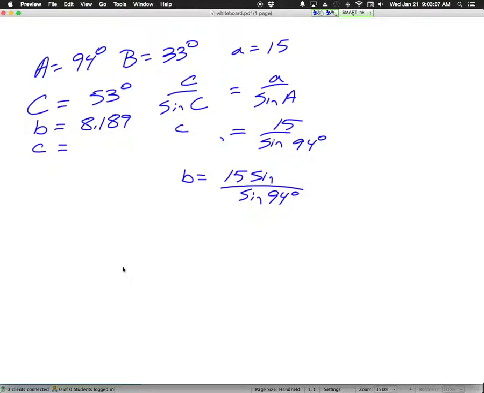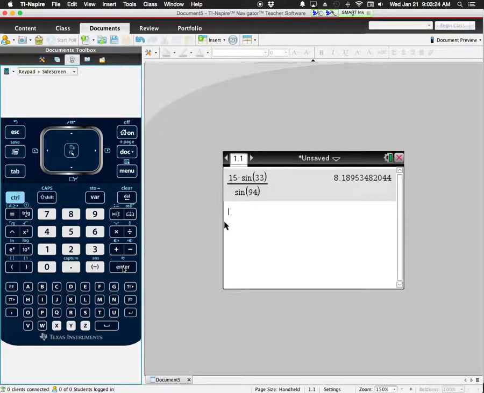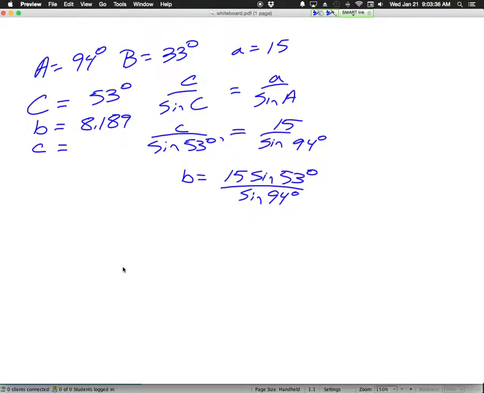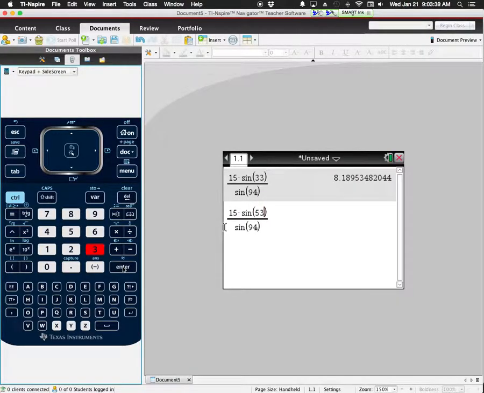C is what I'm looking for. I do sine of 53, and that means I put 53 right there. So what's the only thing that changed in my fraction? The top angle is the only thing that changed. So what can I do on my calculator since the only thing that changes is my top angle? You go back up and select it, and change 33 to what? 53. Press enter and that gives me 12.008.